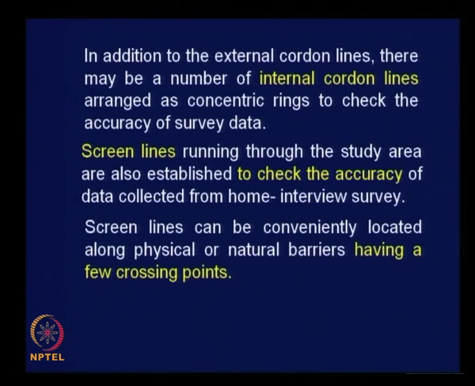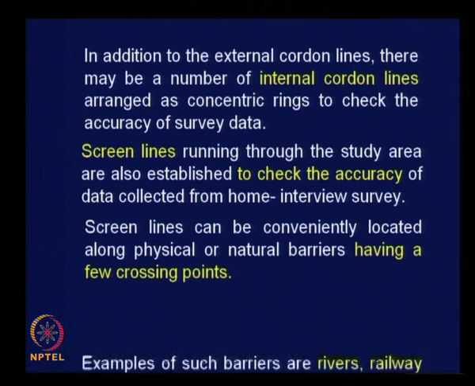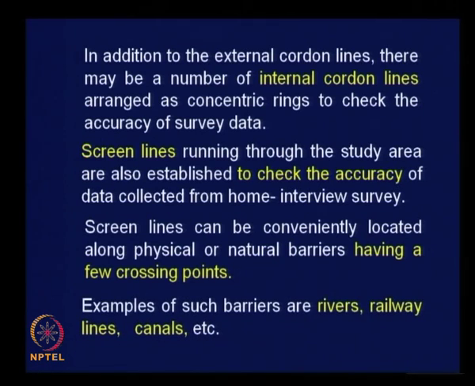Screen lines can be conveniently located along physical or natural barriers, as we discussed earlier, having a few crossing points like canals, railway lines and so on. Examples of such barriers are railway lines, canals, etc. Clear?